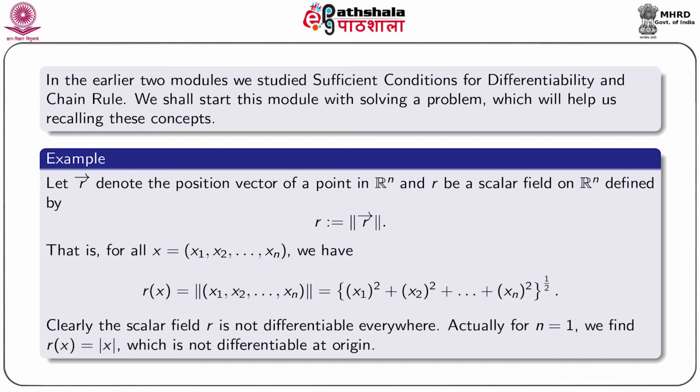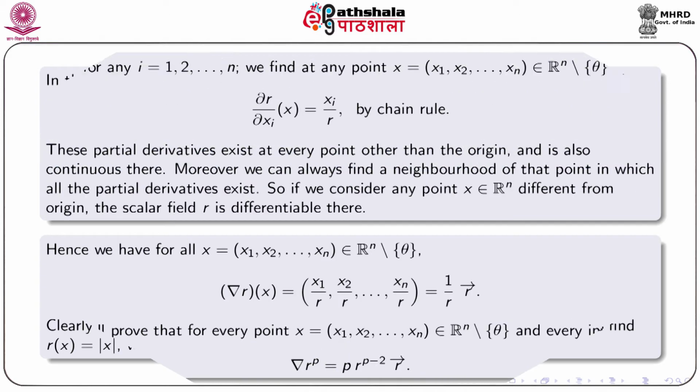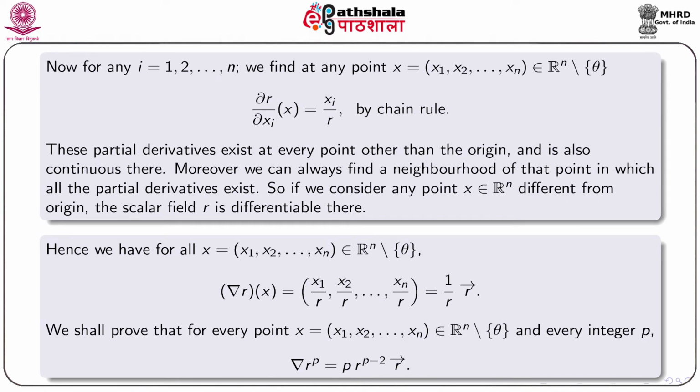Now, if I consider n equal to 1, then it is nothing but the function which takes x to modulus of x. So, clearly this function r is not differentiable everywhere. For r, we find that it is not differentiable at origin. Now, let us consider any point in Rn different from origin. We can check that at an arbitrary point x, the partial derivative of r at the point x is xi by r. We can find this by chain rule.